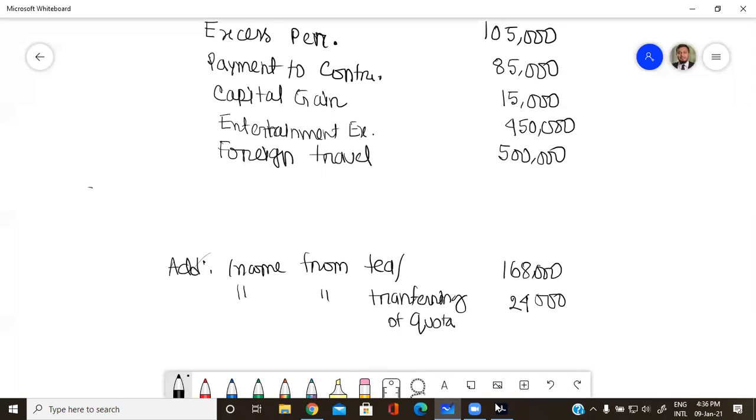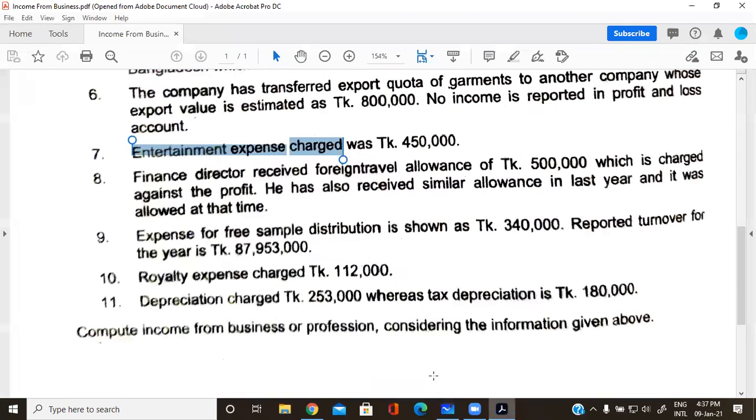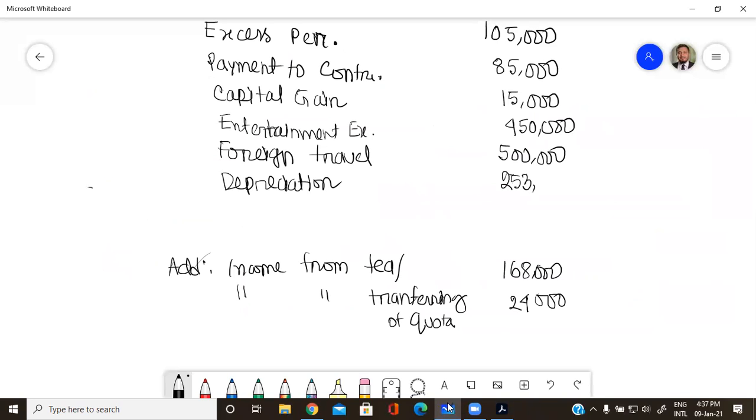Now, before getting the calculation for entertainment allowance, we need to make the calculation finished up to depreciation. Regarding depreciation, we have already seen that tax depreciation is 180,000, but the accounting depreciation which has been charged is 250,000. Now what we need to do is add back the accounting depreciation. Then we need to subtract the tax depreciation later.